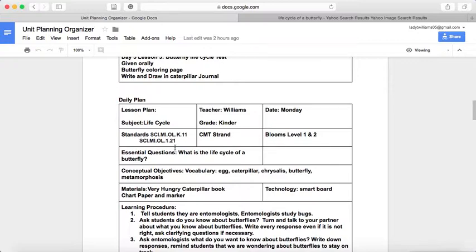In here, it also has the essential questions again and vocabulary that's important to this unit. So egg, caterpillar, chrysalis, butterfly, metamorphosis, and a few other things. It has the materials and the technology that are needed, as well as the step-by-step procedures for the lesson plans.